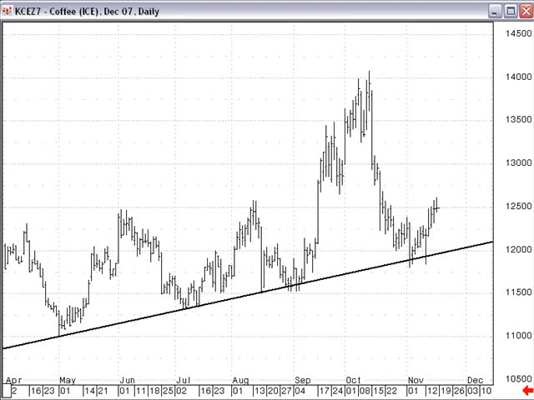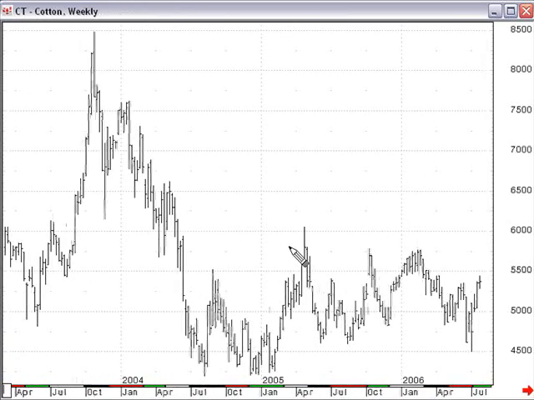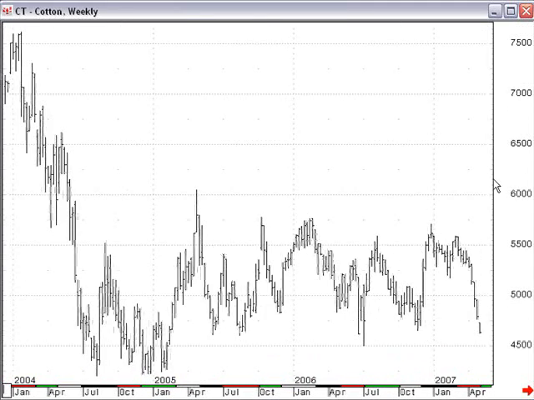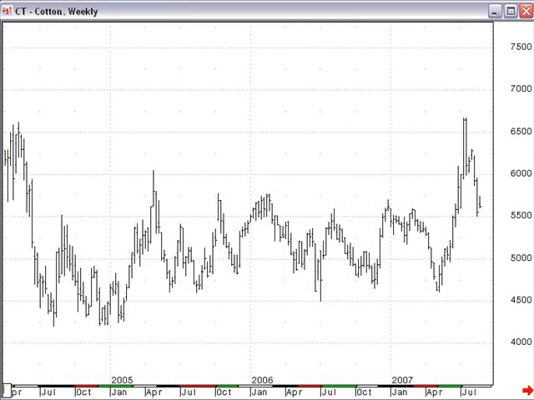And let me bring up another chart here for you real quick. I'd like to actually show you something with regard to two price charts. I want to pull up a Cotton Weekly and again just show you how useful the trend lines can be.